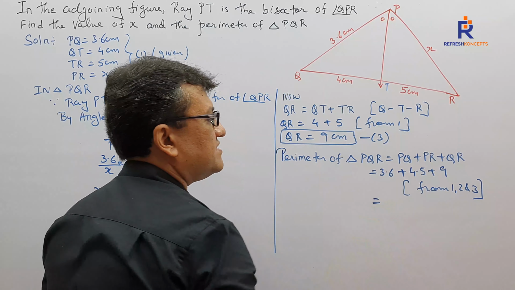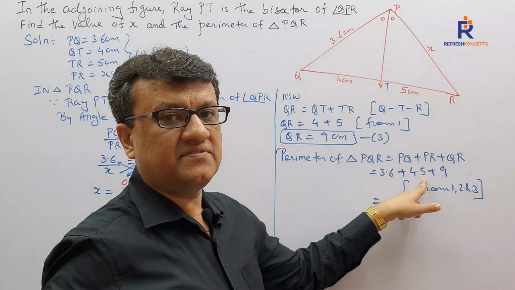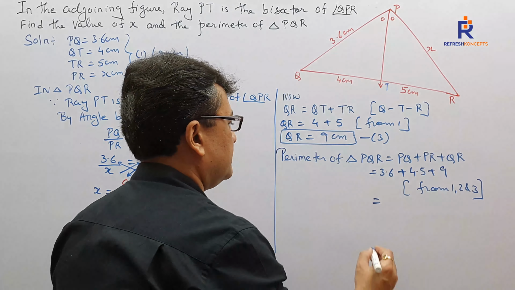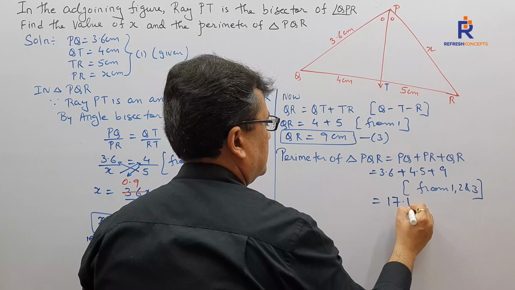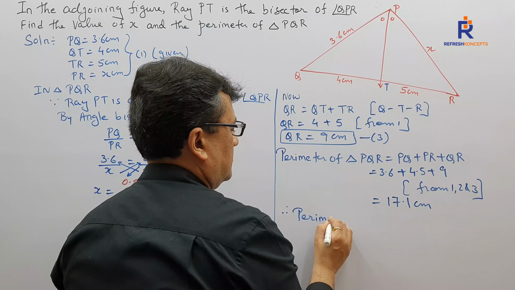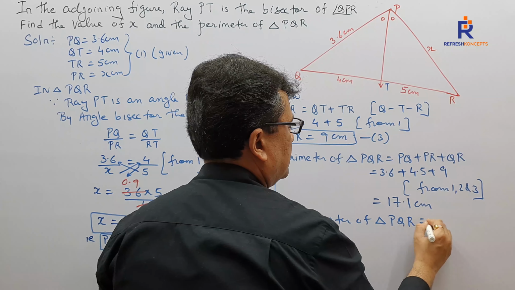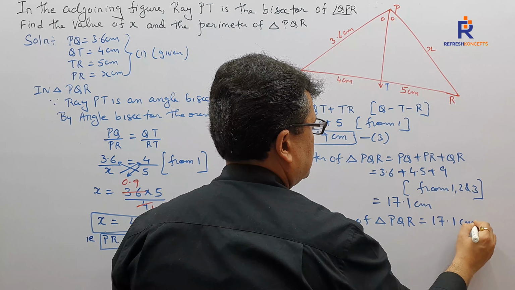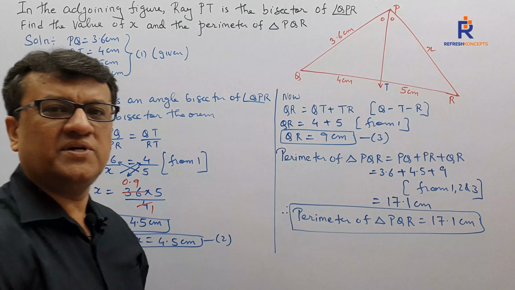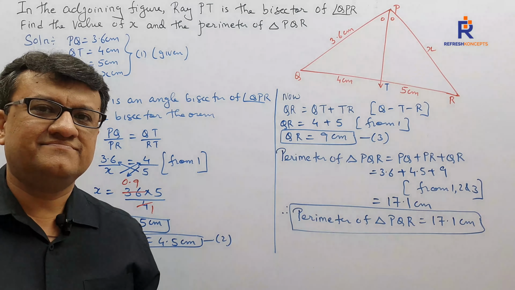Sum up, children. 9 plus 4.5, 13.5, plus 3.6, 17.1. Therefore, perimeter of triangle PQR is 17.1 centimeter. Right, children? I hope my children have understood how we have made use of angle bisector.